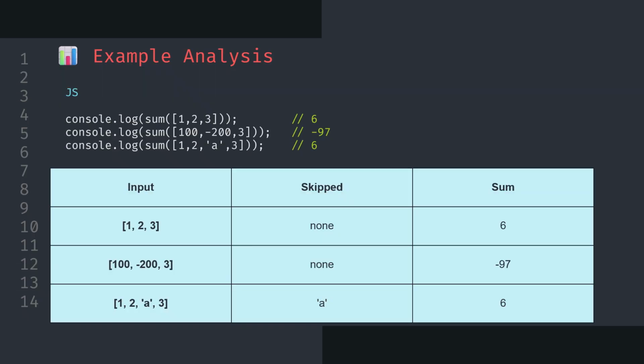Let's see how this works with real examples. In the first case, the array of 1, 2, and 3 sums up to 6 because all are numbers. In the second, we get negative 97 by adding 100, minus 200, and 3. The third example skips the "a" string and sums the rest for a clean result of 6.